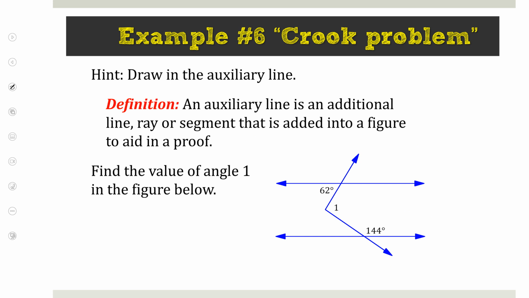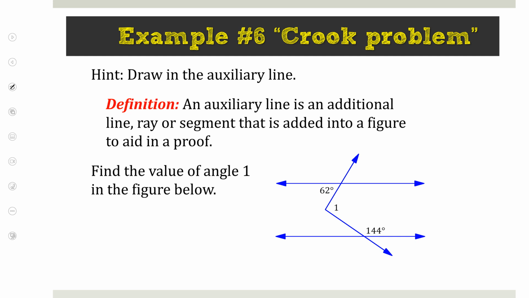Now we introduce a special type of problem called the crook problem. Why is it called the crook? Because I took that transversal and I bent it in half. I put a crook in it, like a shepherd. You know what a shepherd's crook is? That's that stick, the hook stick that a shepherd carries. Okay. So how do I do this?